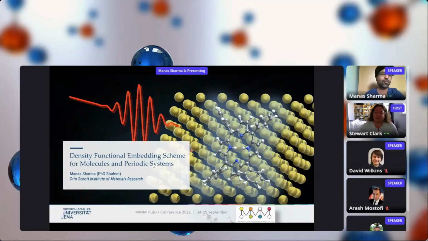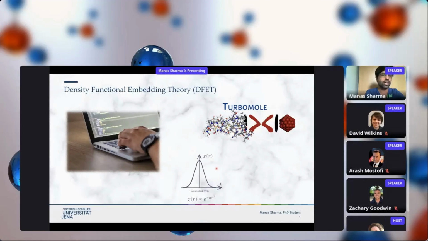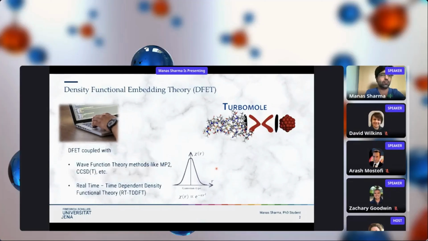Hello everyone, thanks for the introduction. I'm a PhD student and welcome to my talk. I'm developing and implementing density functional embedding theory within the TurboMole program package that employs Gaussian type basis functions. The implementation is coupled with wave function theory methods like Møller-Plesset or coupled cluster methods like CCSD(T). It is also coupled with real-time time-dependent density functional theory or RT-TDDFT.